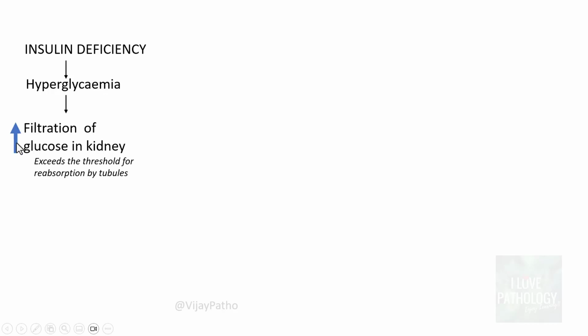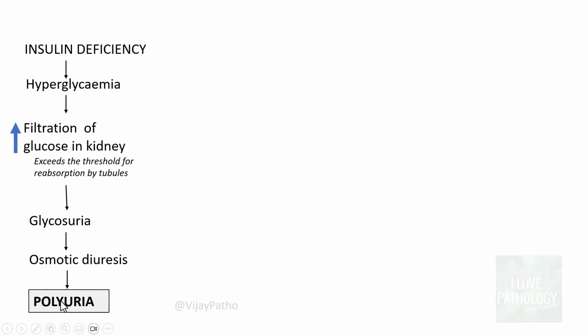So we know that there is hyperglycemia, and this hyperglycemia results in increased filtration of glucose in the kidneys. When the increased filtration of glucose exceeds the threshold for reabsorption by the tubules, that is when you have glycosuria. That means you excrete glucose in urine. Along with glucose, water also is excreted, and that's the reason for osmotic diuresis, right? And this osmotic diuresis is what we call polyuria, right? So you have polyuria as the initial manifestation in type 1 diabetes mellitus.